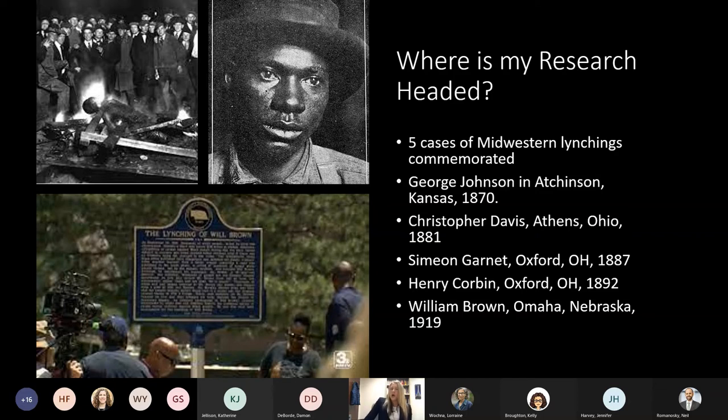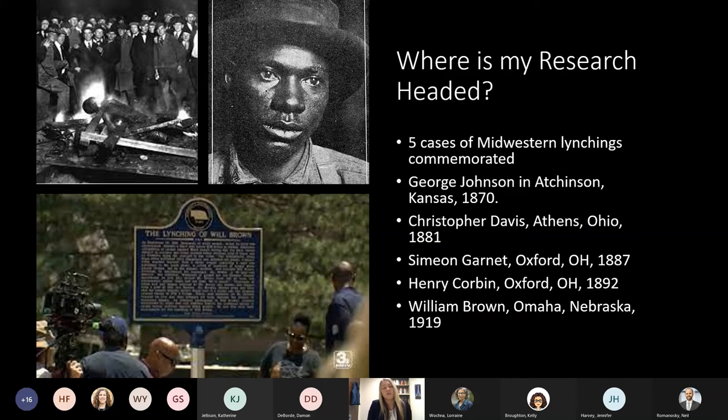And the fourth is probably the most well-known lynching out of these five. It was William Brown in Omaha, Nebraska in 1919. The crowd was estimated to be between 1,000 and 5,000 people, and they beat, hanged, shot, dragged, and set Will on fire. Law enforcement participated in the lynching, and no one was held accountable.